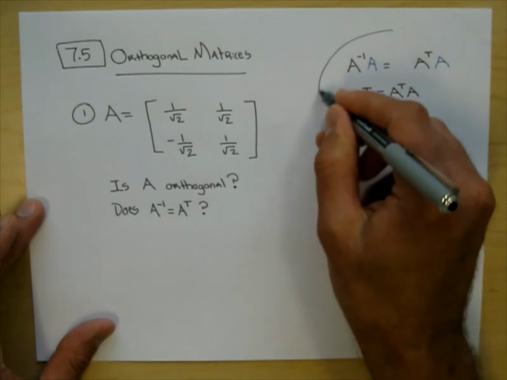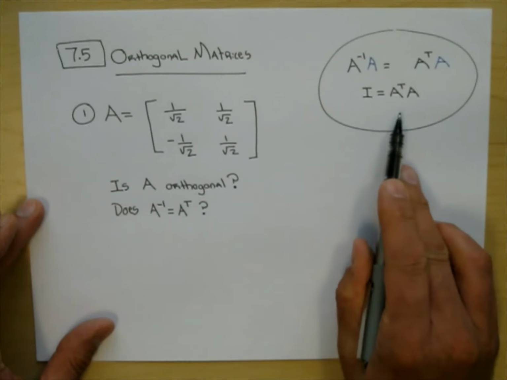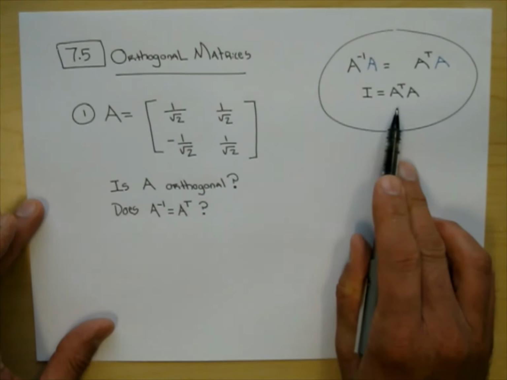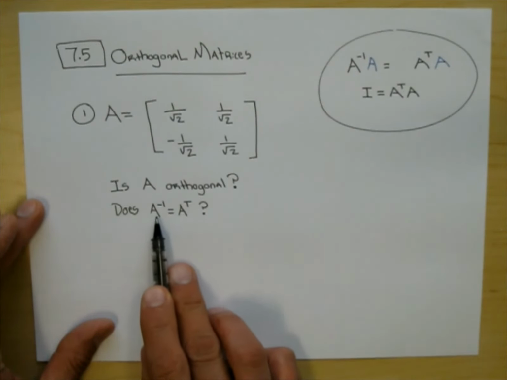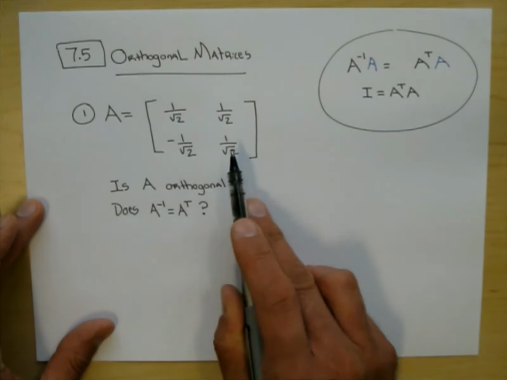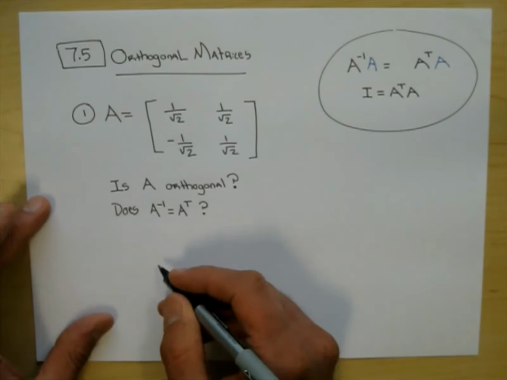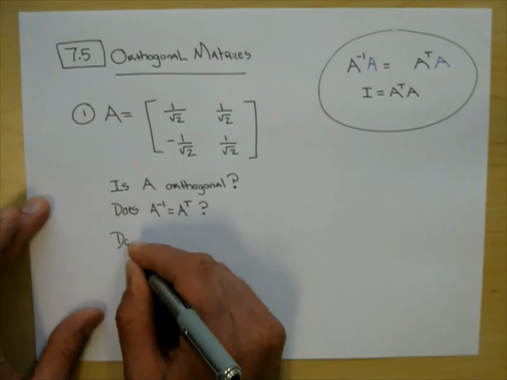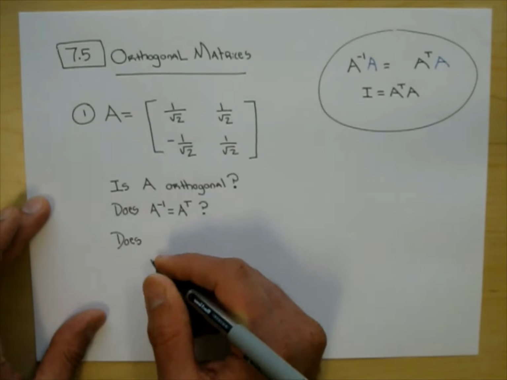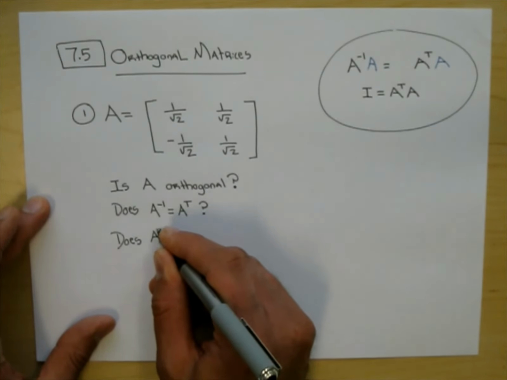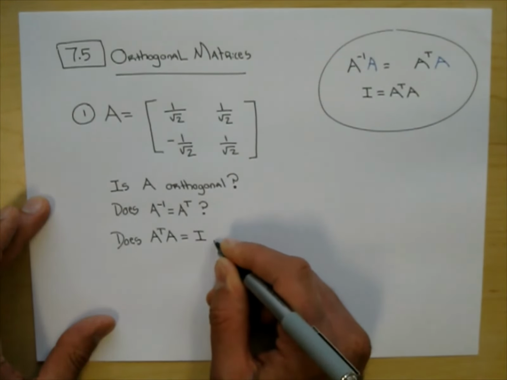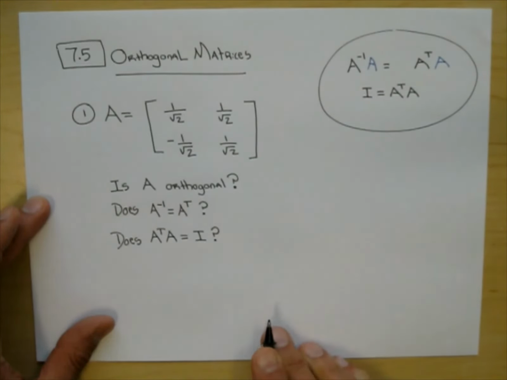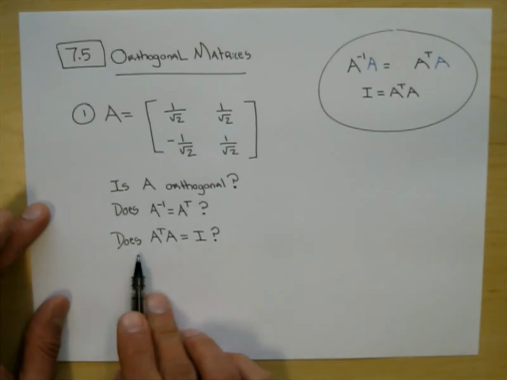Now, why would I do that? The reason I would do that is so I could rewrite this question and I wouldn't have to compute A inverse. I don't want to compute A inverse, even if it's a 2x2. I don't feel like doing that. So here's another way of asking that question. Does A transpose A equal the identity matrix? I2 in this case. And so that's the way I'm going to do this problem.